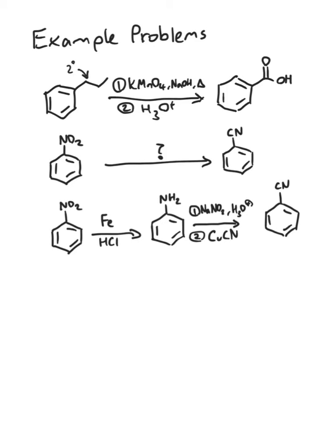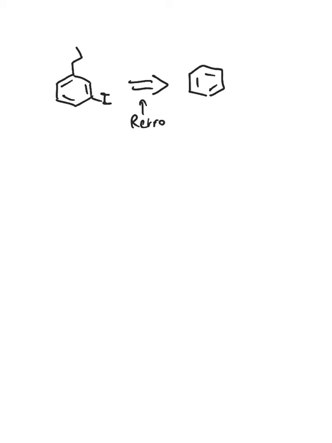Okay, next question. Or let's go to the next page. What if we wanted to make this product from benzene? All right, remember this is a retrosynthetic arrow. So we are saying, how are we making the thing on the left from the thing on the right? Okay, well, a couple of things.